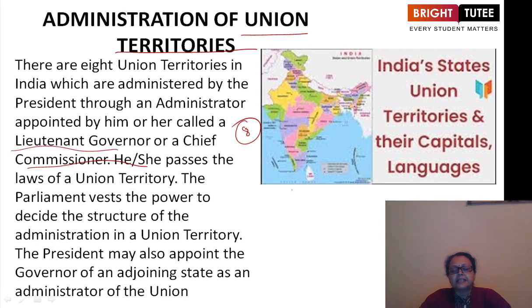A state has the state government, the center has the central government. A union territory is simply defined as a territory which is governed or ruled by the central government, or by the union government. So it is known as a union territory. So this is about the union territories.